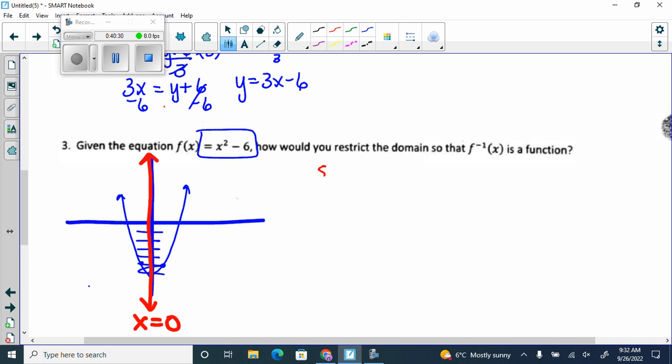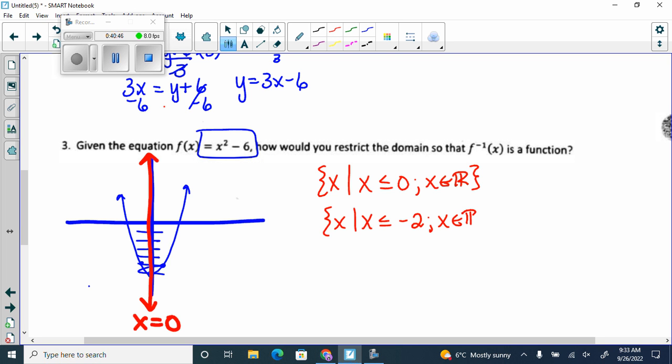So there are numerous choices you could make here. You could say x such that x is less than or equal to 0, x in the reals. You could say any variation of that, x such that x is less than or equal to -2. Because if you picked -2, that would be here in this way, and that would still pass horizontal line tests, wouldn't it? Because that's all I have. You could say x is greater than or equal to 0, or any variant of that, so you could go like 2 to infinity.